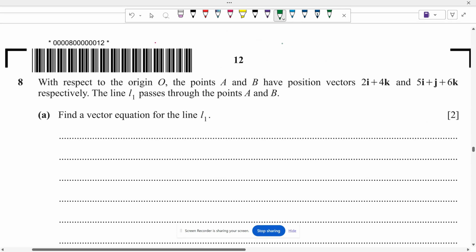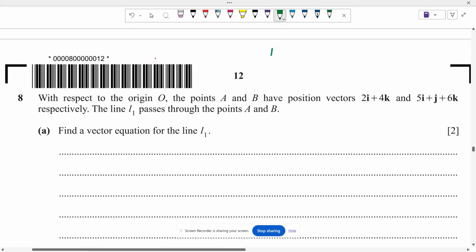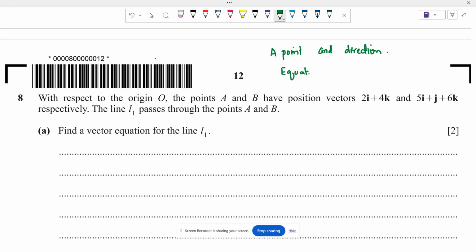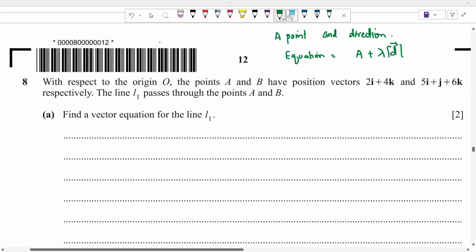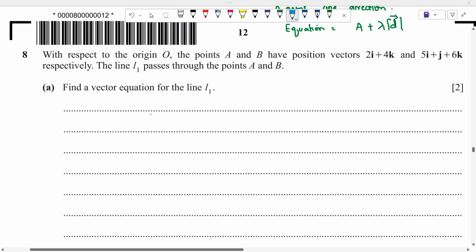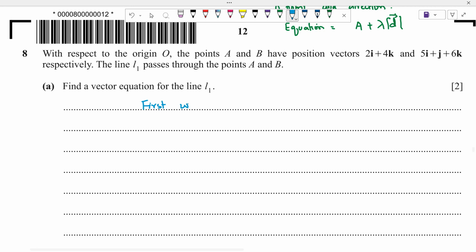Okay, we know that to find the vector equation of a line, we need a point and a direction. So we can have the equation like point A plus lambda times the direction vector. The direction in this case can be found by using the points A and B. So first we find the direction.